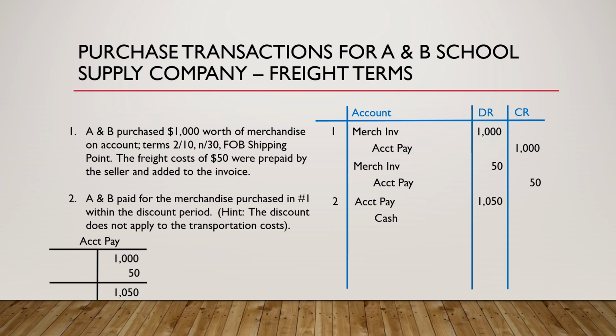How much cash will be paid? Since A and B is paying in time to get the discount, $1,050 is not the cash disbursement. Reduce the $1,000 purchase price by 2%, then add the $50 freight charge.